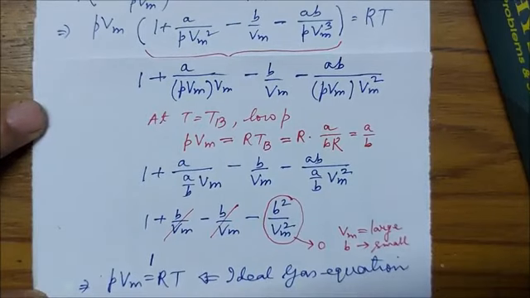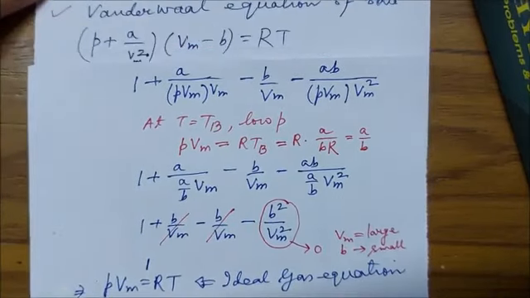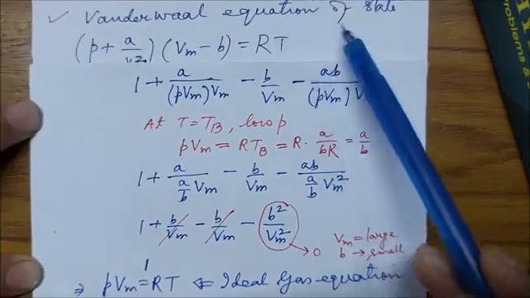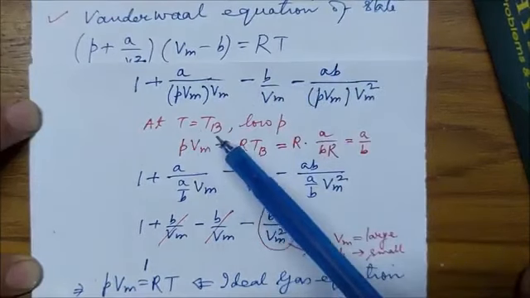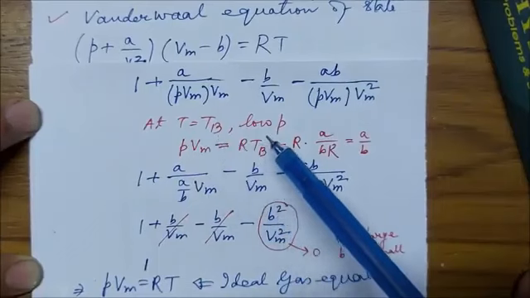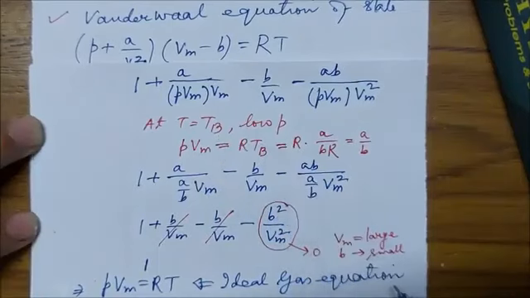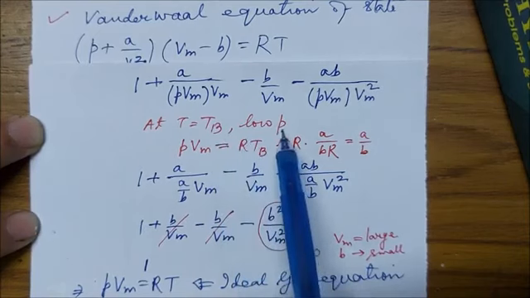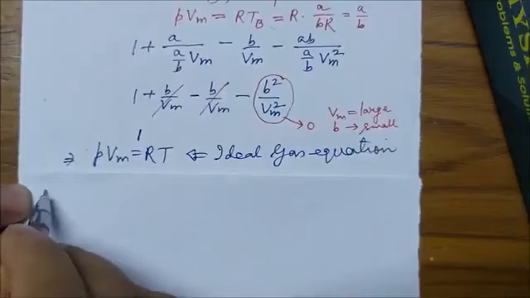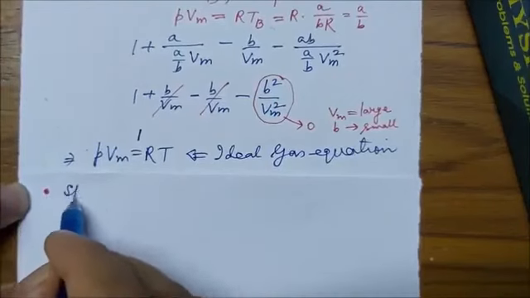That we arrive at starting from the Van der Waals equation of state under the condition that temperature is equal to Boyle temperature at low P. So indeed, Van der Waals equation of state reduces to the ideal gas equation at Boyle temperature over a certain range of pressure.